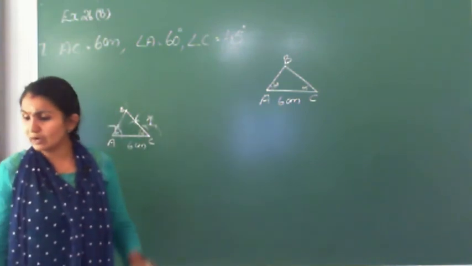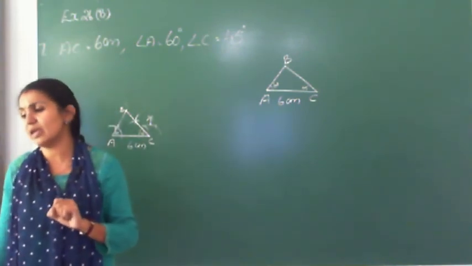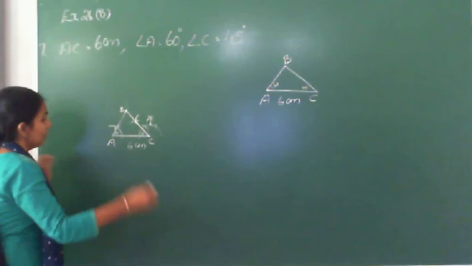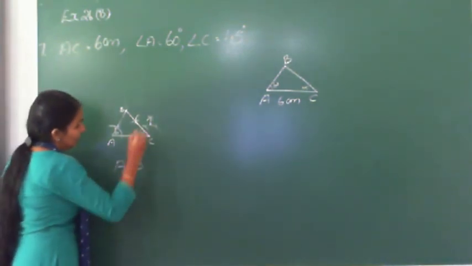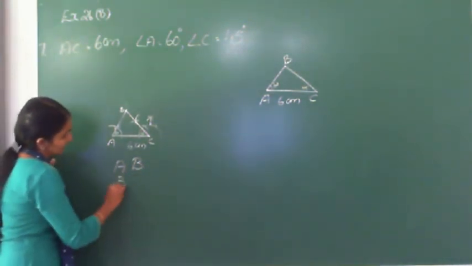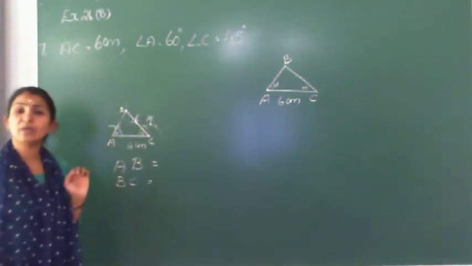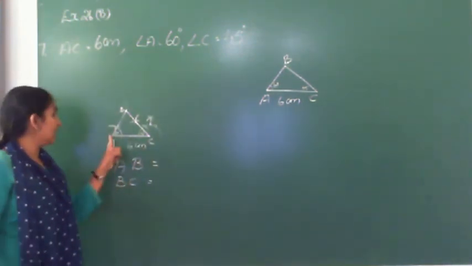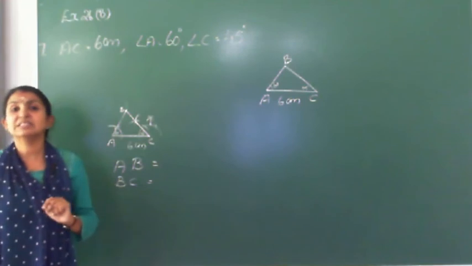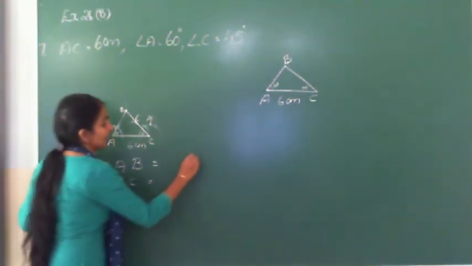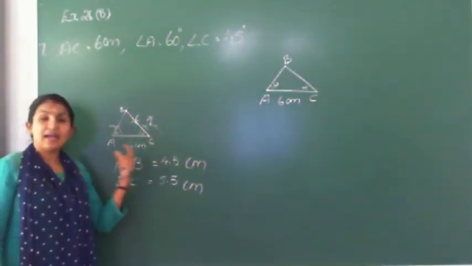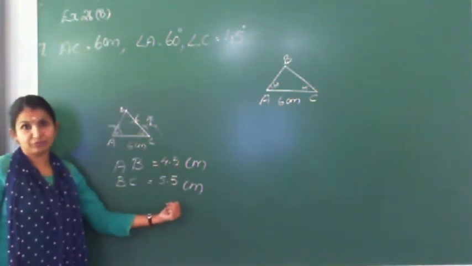And in the 7th one, more questions are given: measure AB and BC. We have to measure what is AB and what is BC. So how we can measure AB and BC? Take your scale, just check the centimeter. According to that we should write. See, I got 4.5 and 5.5.